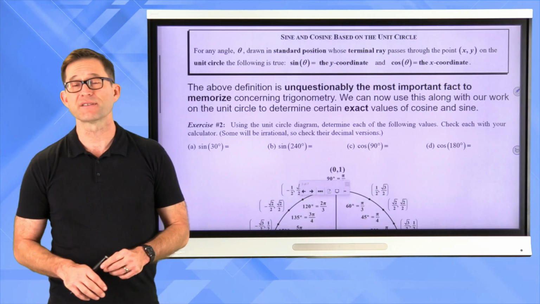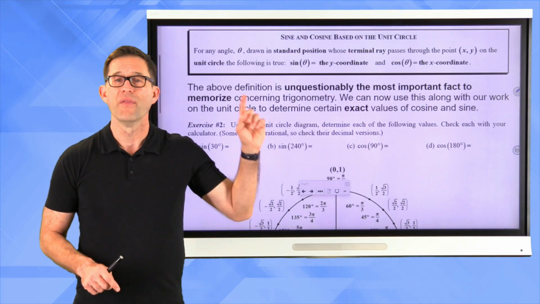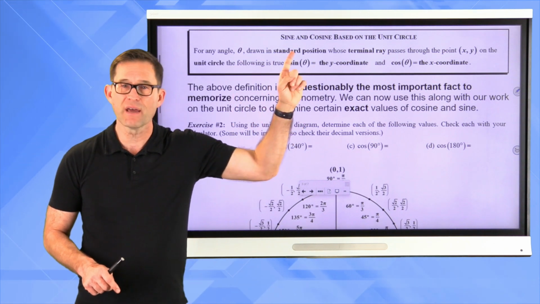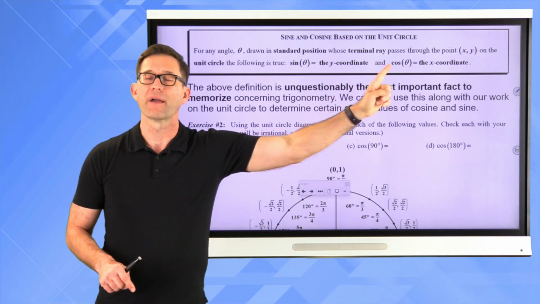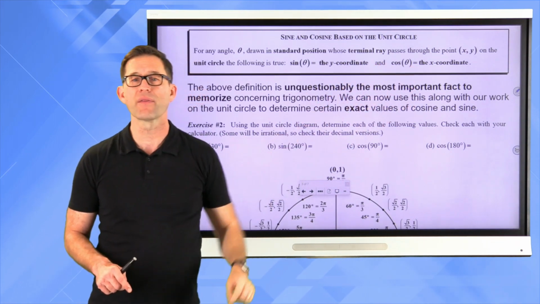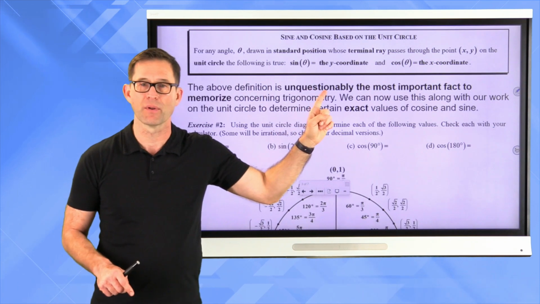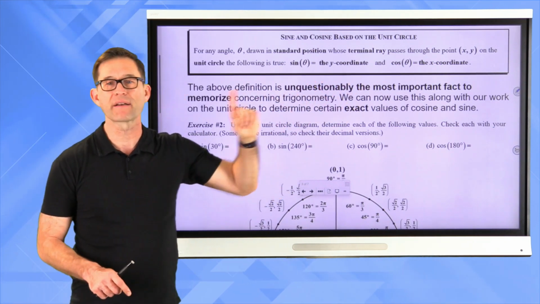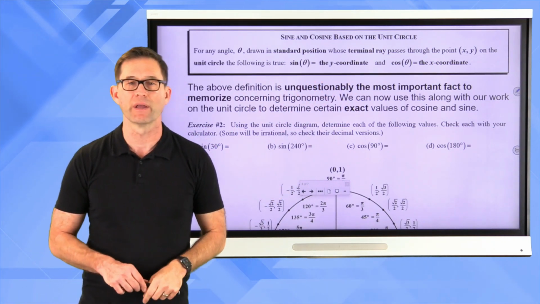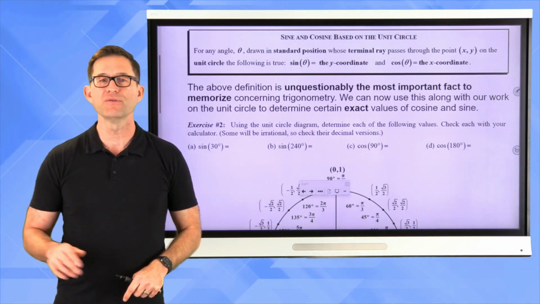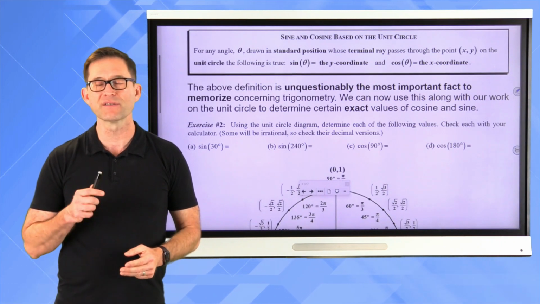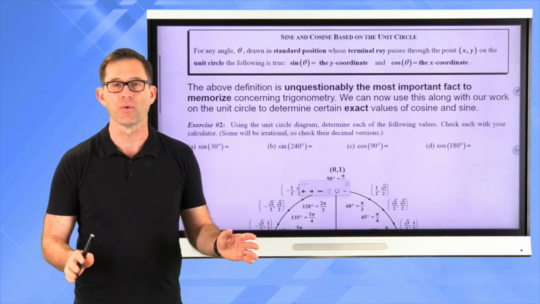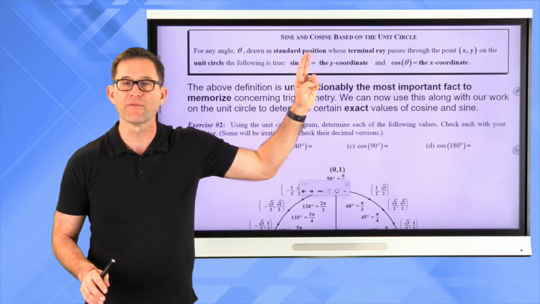Now, I just cannot emphasize this enough. This definition, sine of theta is the y-coordinate on the unit circle, and cosine of theta is the x-coordinate on the unit circle, is unquestionably the most important fact to memorize concerning trigonometry. From now until the time you stop working with trig, whether that's in this course, in pre-calculus, calculus, or anything else you do, this is the most important fact.